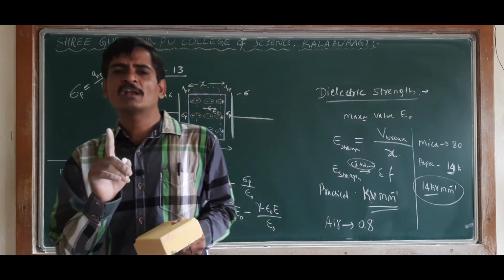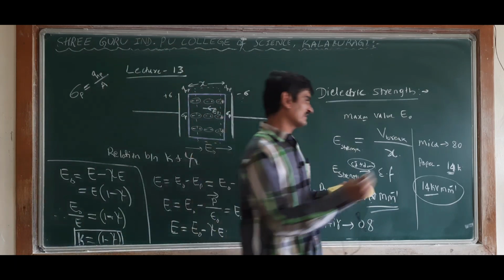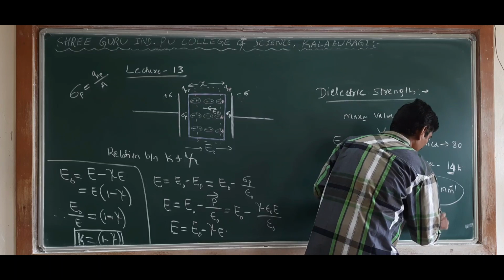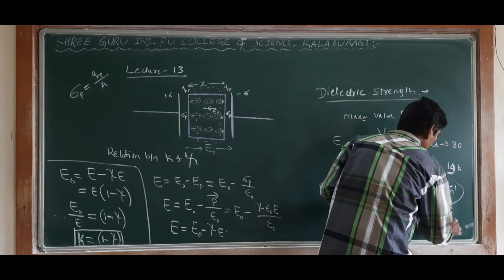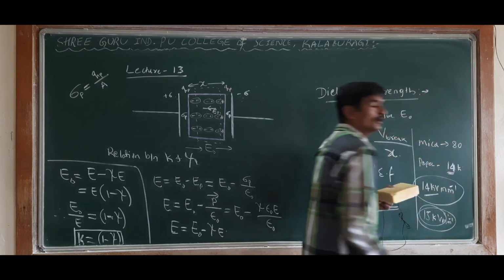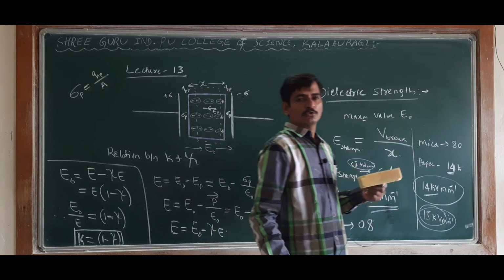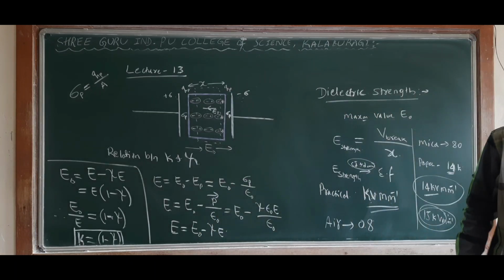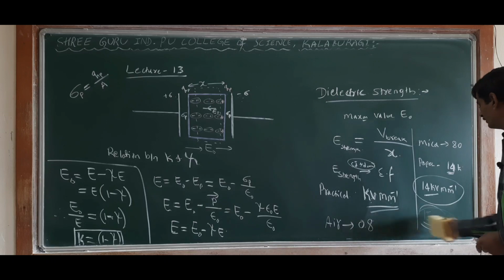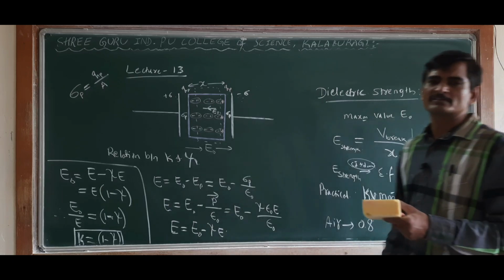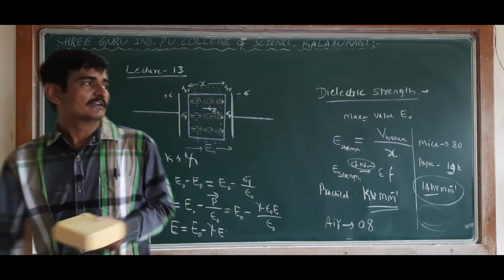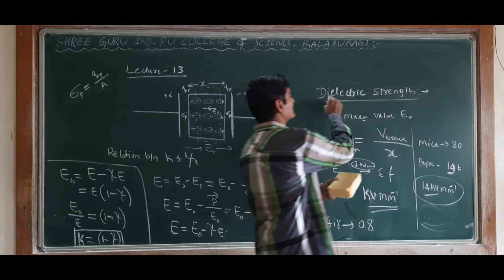If for a 1 millimeter length of the paper you apply, say, 15 kilovolt per millimeter of potential, then it will lose its dielectric property and the paper will start to conduct. Paper is an insulator, yet it will start to conduct. That is dielectric breakdown or dielectric strength.